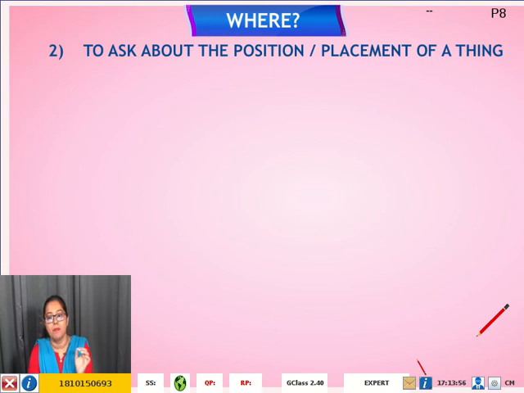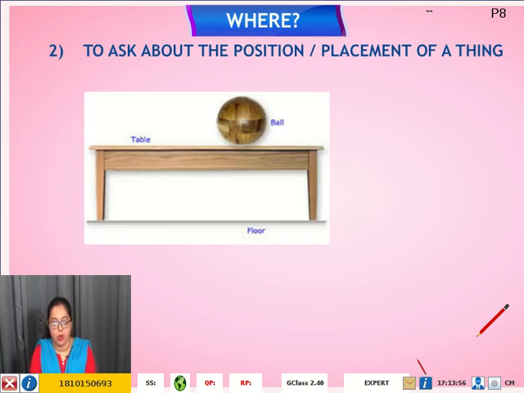Now, another usage of the WH word where is coming up on the screen, that is to ask about the position or placement of a thing. That means where an object is placed, where a particular object is kept. So to know the position. On your screen, we can see a table, and a ball on the table. On the floor a table is kept, and on the table a ball is kept. So we will try to know the location. So where is the ball?